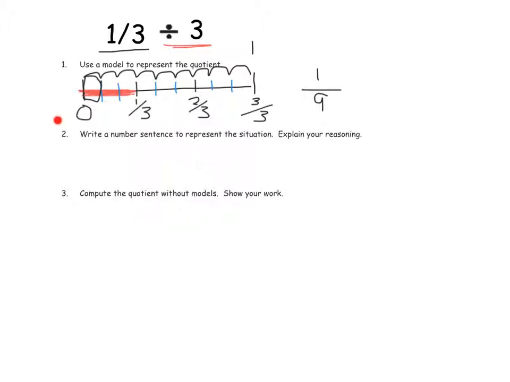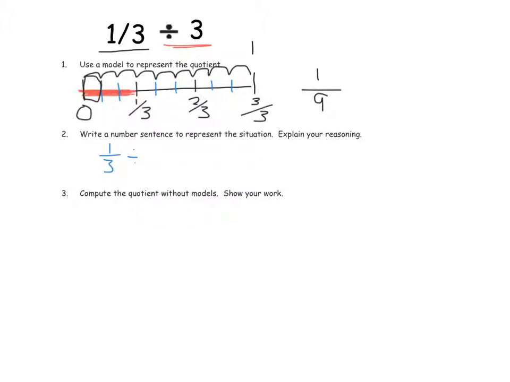So again, what you're going to have to do is write a number sentence. So these are the 3 questions you're going to see on the assessment. Write a number sentence to represent the situation. Explain your reasoning. So the explaining your reasoning, I didn't touch upon the last one, but basically it's just saying why. Well, here's our number sentence already.